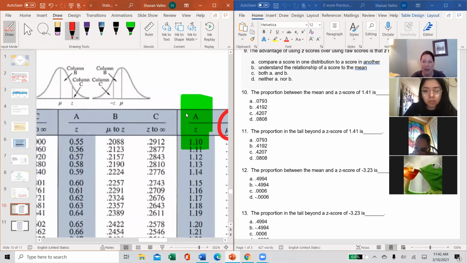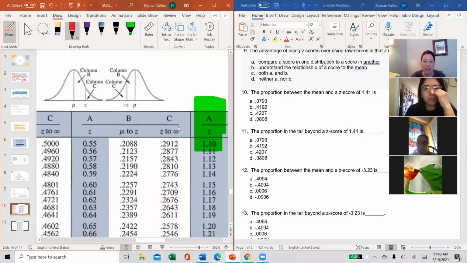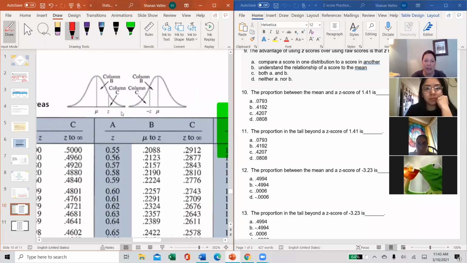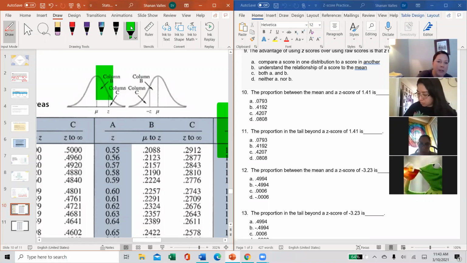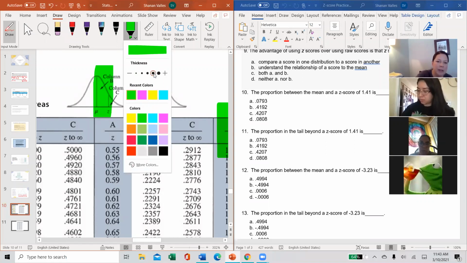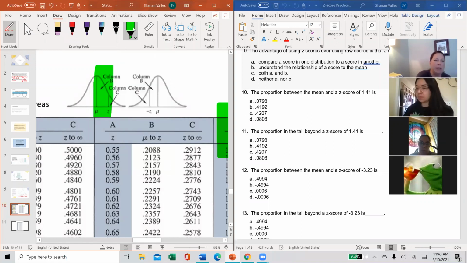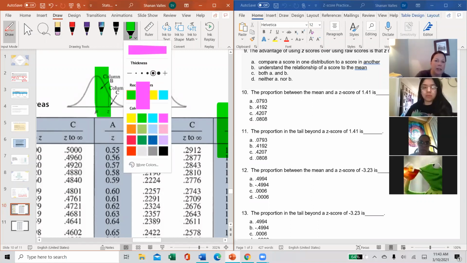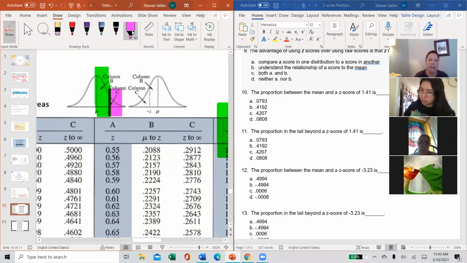If you don't like those little words and symbols, it gives you a picture right here. Now there's two of them because it's also showing you if you had a negative z-score. But let's look at this one. B column is right there, from the mean to the z. And C column, I'll even pick Buzz Lightyear colors, is right there. It's to the tail and beyond the z-score.